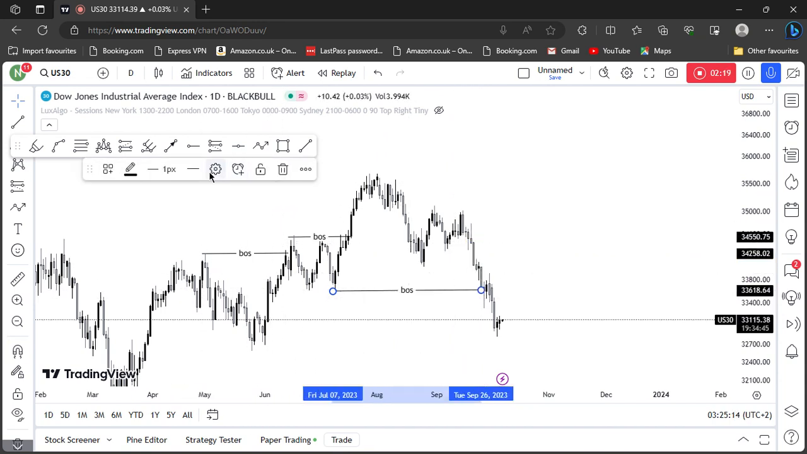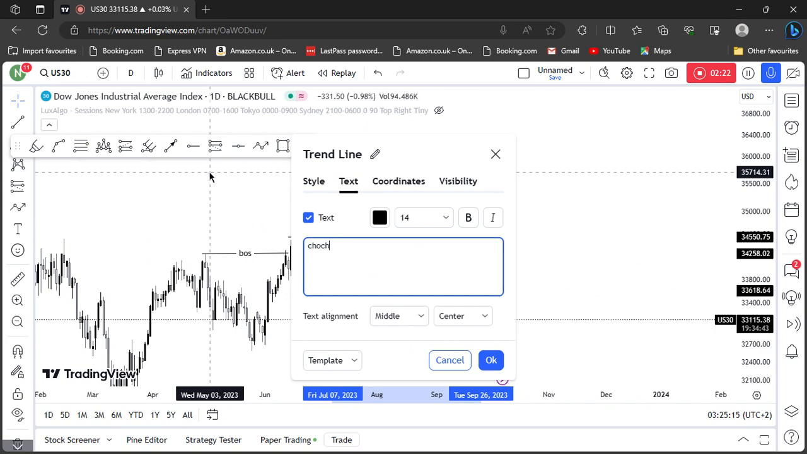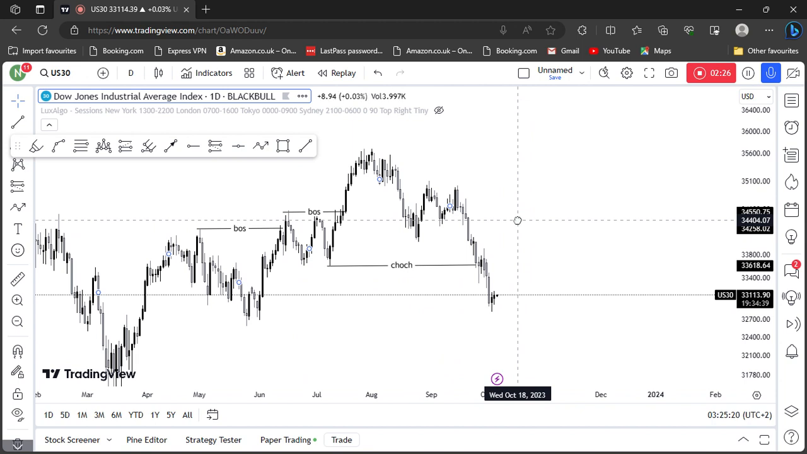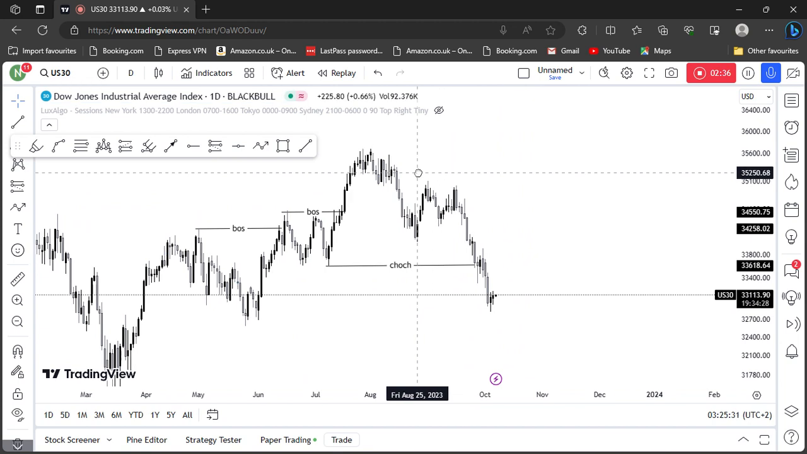Okay, we managed to do it here with a change of character. So we're seeing that the market was previously on a bullish trend, and now it gave us a change of character, showing that it's on a bearish trend, right?